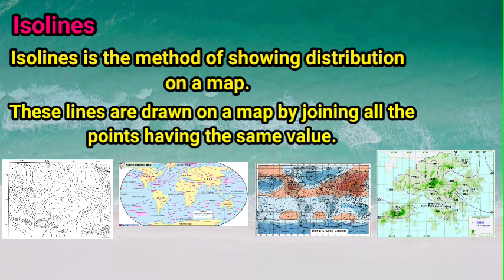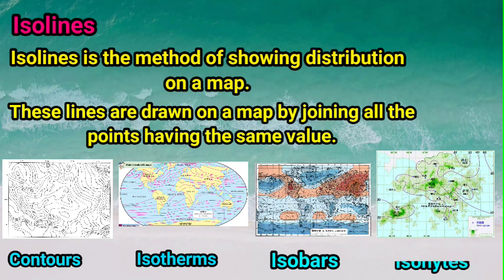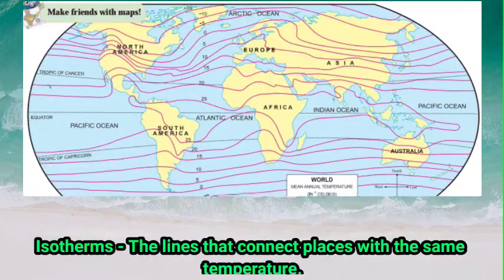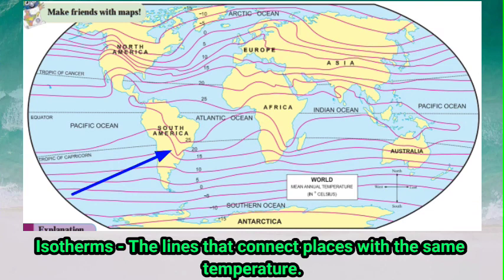For height, these isolines are called contours. For temperature, the isoline is called isotherm. For pressure, isobar. For rainfall, isohyet, and so on. So children, this is the method of showing distribution on the map. By using this method, the distribution of different factors can be shown on the map. Children, let's get some more information about isotherms. Isotherms are lines that connect places with the same temperature after removing the effect of height.